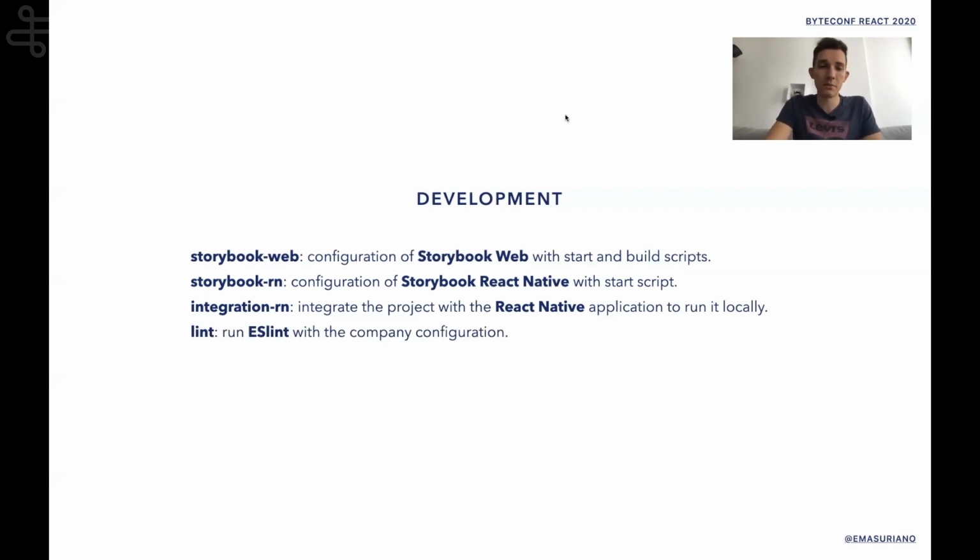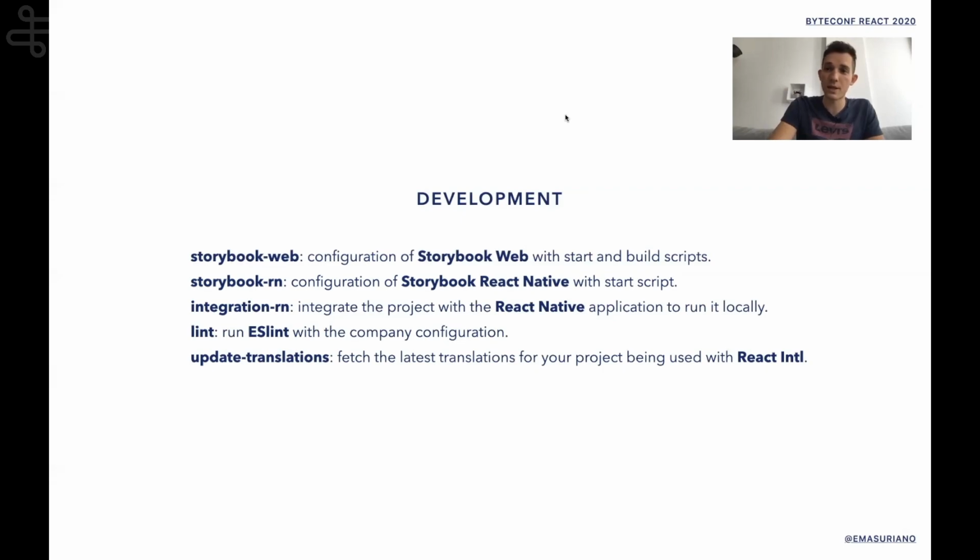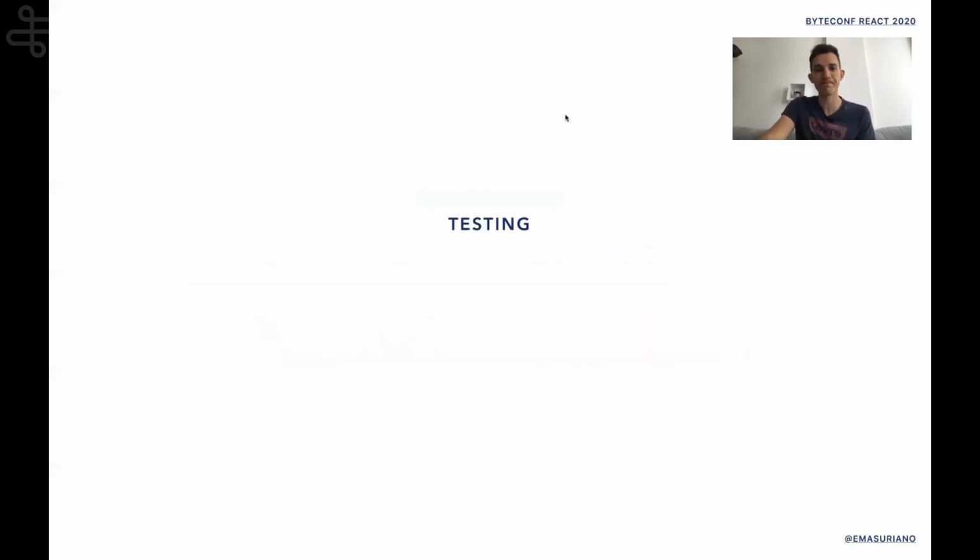Then we have lint, which will run ESLint with the company configuration. As I said before, they can extend it. And then update translations. This is the case for React.js. All the projects rely on specific translation keys, and in case they want to get the latest ones, they can simply use this script.